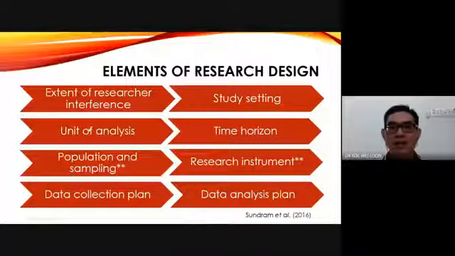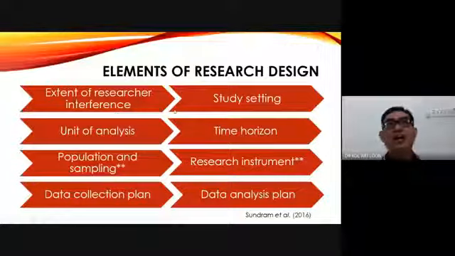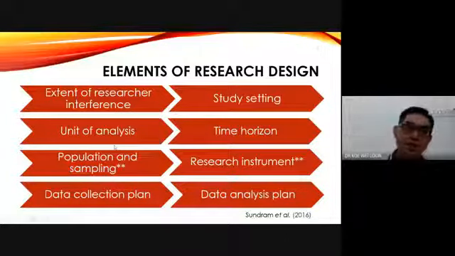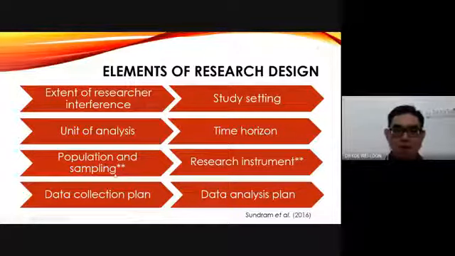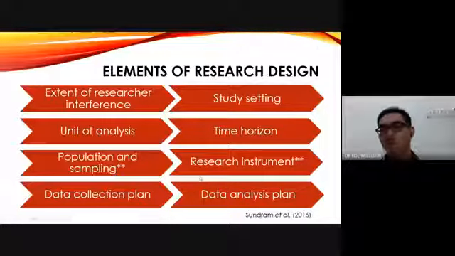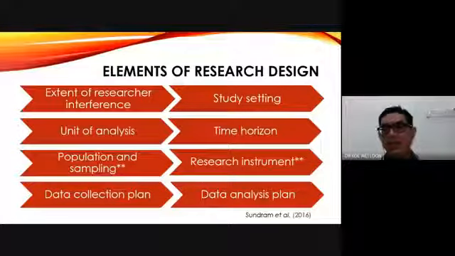all this. Extent of researcher interference, your study setting, unit of analysis, time horizon, population and sampling, research instrument, data collection plan, and data analysis plan.